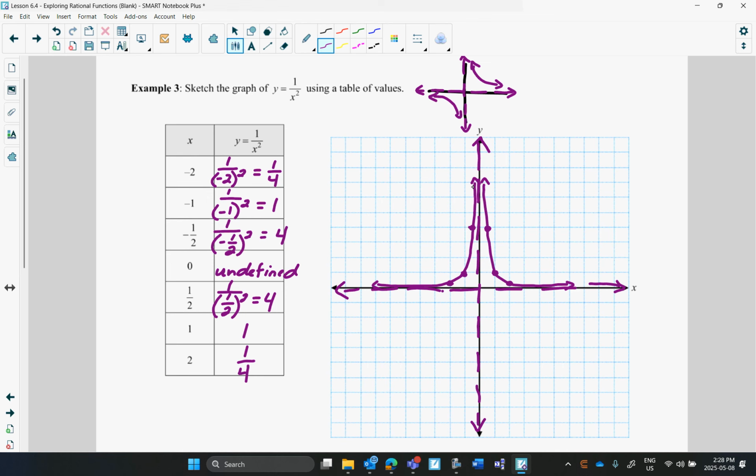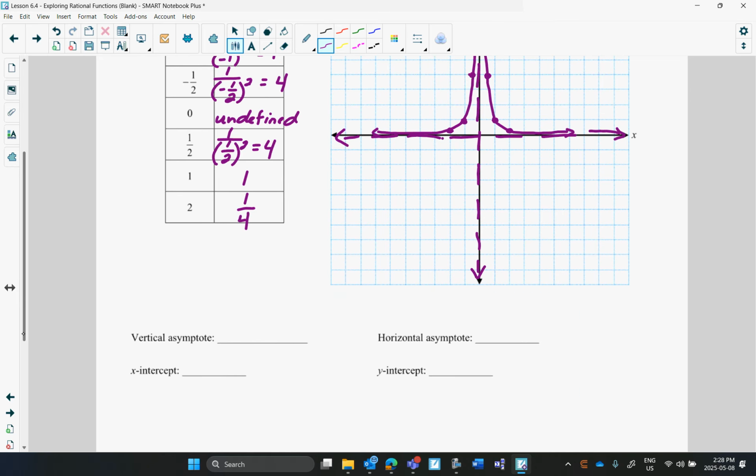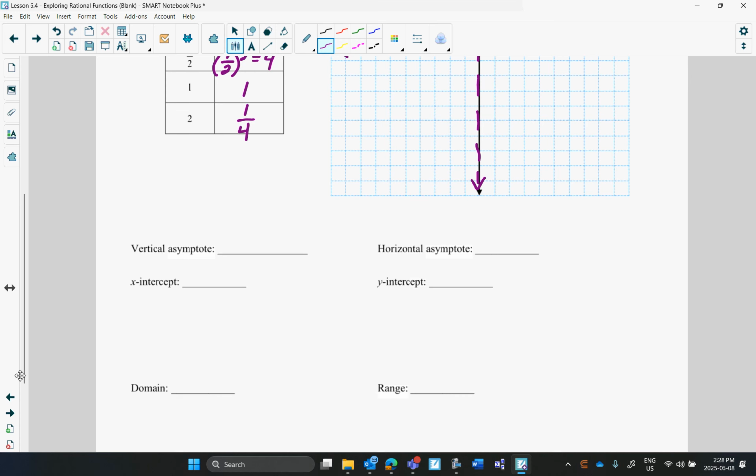Still has a couple of curves in it, still has gaps in it, let's answer these questions. And remember, for the intercepts, if we can answer them from the graph, that's the ideal. But if we can't answer them from the graph, or if it looks too hard to estimate, then we have to use algebra, right? What's the vertical asymptote? X equals 0. Remember, a vertical line always begins with X. Horizontal, Y equals 0.